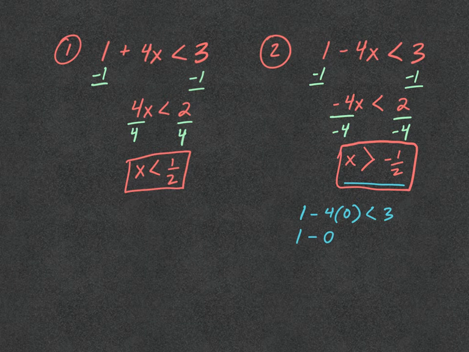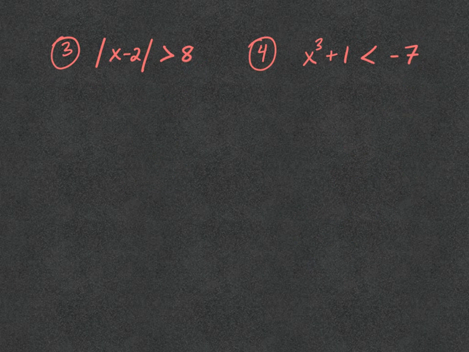Four times 0 is 0. 1 minus 0 is 1. Is 1 less than 3? Yes, it is. So if I wouldn't have flipped that inequality, it wouldn't have worked out. So if the x's ever flip from negative to positive, we should be flipping the inequality. All right, so that's the first thing that's different.